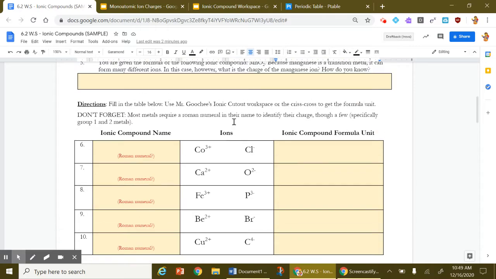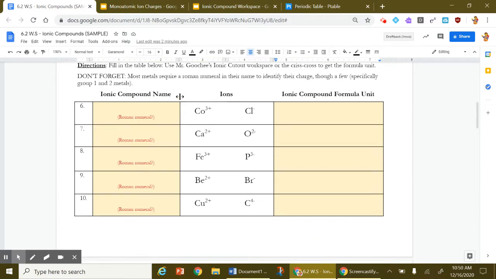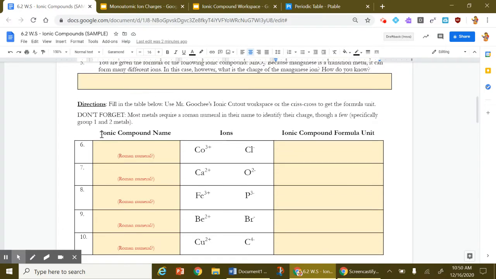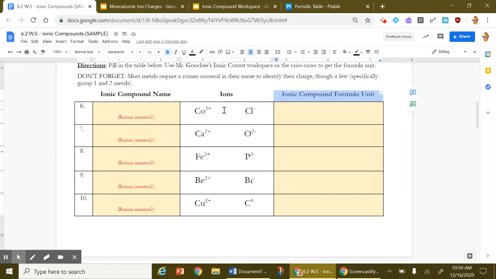Here we go. All right, so you have these tables here that you are going to fill out, and I am either going to give you the name of the ionic compound, I'm going to give you the ions in that compound, or I'm going to give you the formula of that ionic compound, and you have to figure out the other two spaces. Okay, so that's how this is going to work. Let's get started with what I think is the most simple one, which is let's start with giving you the ions, and you need to give me the name, and you need to give me the formula unit.